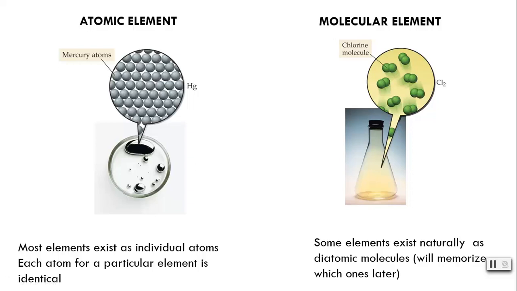We will define those more in chapter 4, but there are some elements that exist naturally or are more stable if they are diatomic. Dia meaning two, atomic having two atoms bound together. So for example, chlorine. Chlorine is one of those elements that likes to be diatomic. Dia again meaning two. And we show that two with the little subscript. So there are a few elements that like to exist as diatomic molecules, molecules meaning more than one atom together.